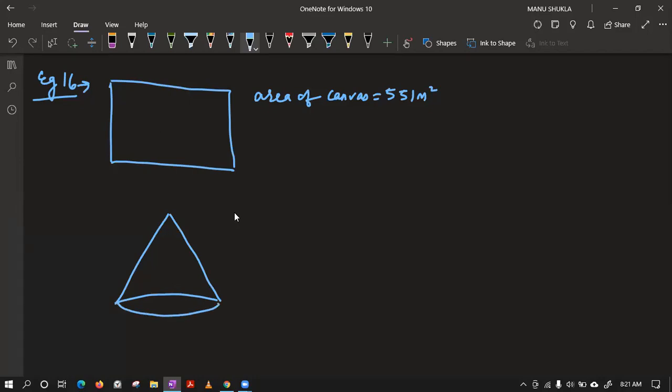Okay. Now, the conical tent's dimensions are given to you. Base radius is given as 7 meters. R is equal to 7 meters. Assuming that all stitching margins and wastage incurred while cutting amounts to approximately 1 meter square. So you can say the wastage or margins. For margins, how much extra do we require? We require 1 meter square for margin.